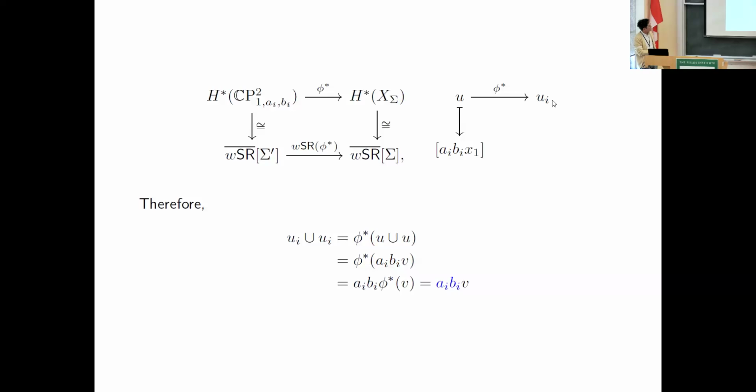So if I have a u_i that corresponds to this class, and then take a product, I know how to take the square for this particular element, because this is the world of weighted projective space. Okay. So this is the way I came up with this a_i b_j as a diagonal element of my matrix.